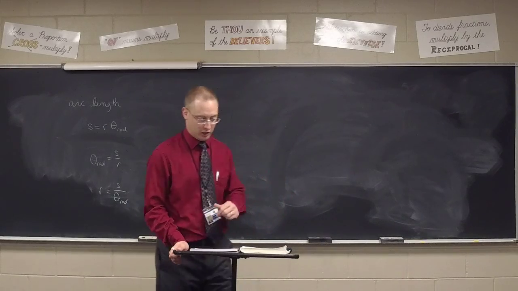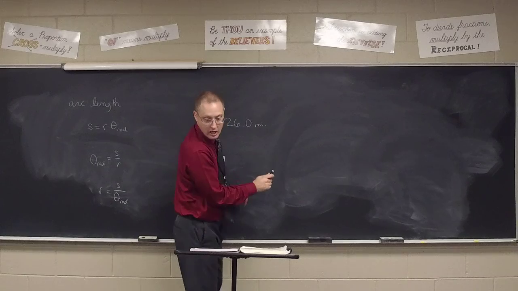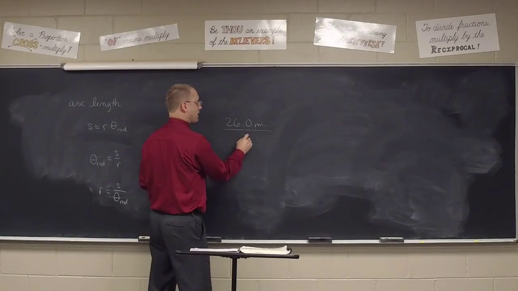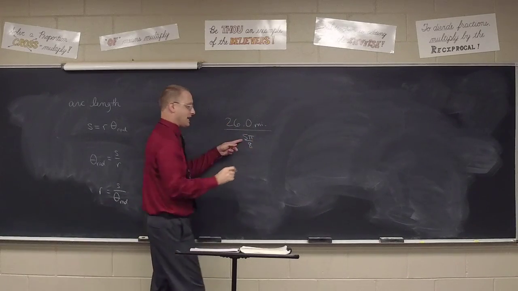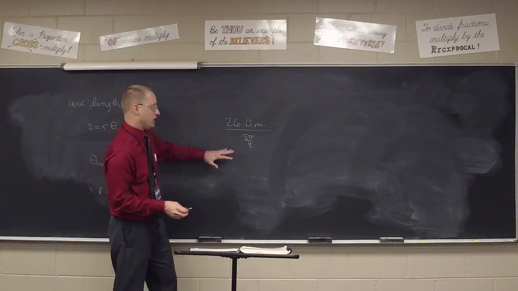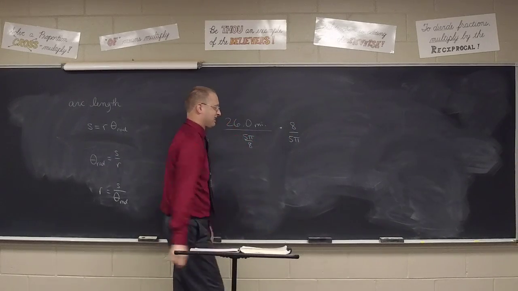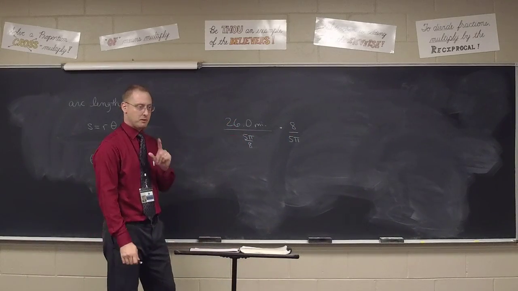Number 12 is obnoxious because you've got your S, which is your 26.0 miles, and you're dividing this by theta rad, which is 5 pi over 8. Do you see the complex fraction? A couple ways you can handle this. You could multiply by the reciprocal, 8 over 5 pi. That's still pretty obnoxious.